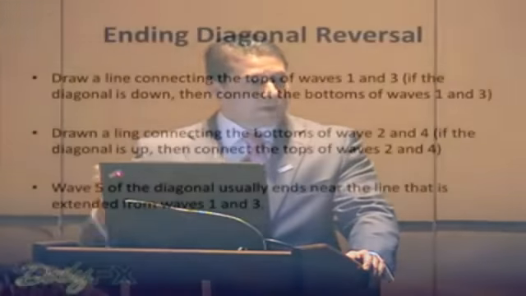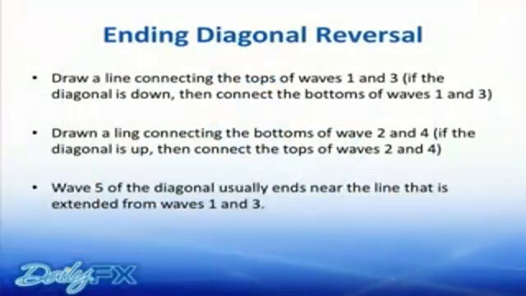Okay. Ending diagonal reversals. Remember, diagonal is a wedge. Usually occurs at the end of a larger move. What you want to do is just like you would, make a triangle, but it's a triangle tilted, right? You draw your lines off of the tops of waves 1 and 3, and then 2 and 4. Wave 5 usually ends after rallying above the 1-3 line and then coming back below it. Once it comes below it, you can trade against the high.